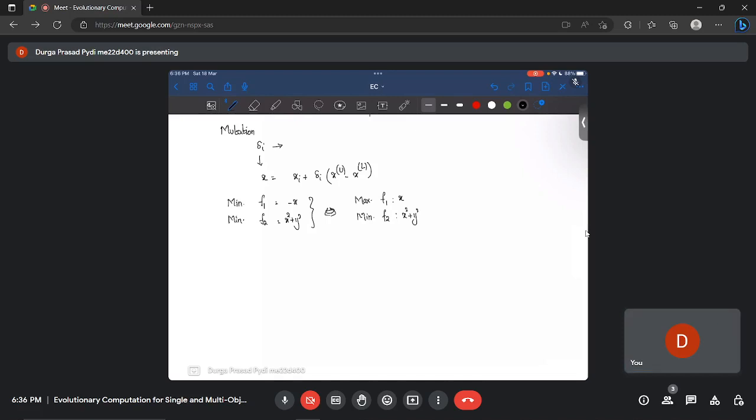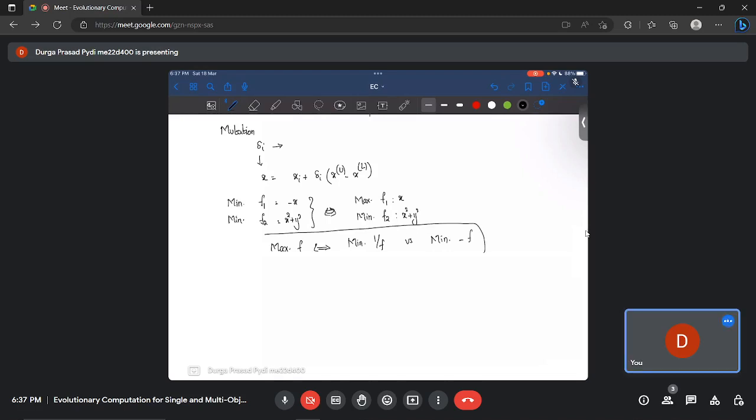Sir, which one is better? One is putting the minus sign, and another is putting 1 upon f. Okay, you are saying if you want to minimize some function f, suppose f1, and you want to maximize it, then instead of minus x, I can write 1 upon minus x. Will it be okay? This is what you are asking, right?